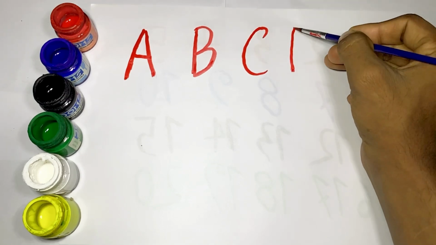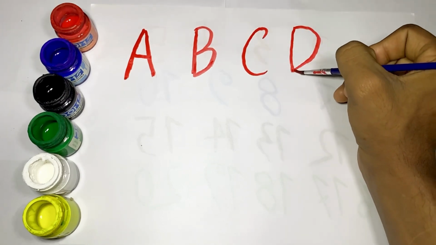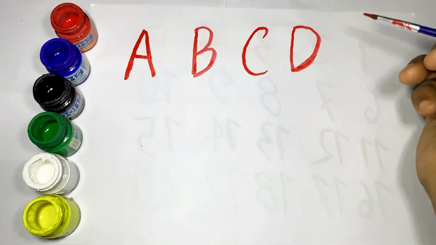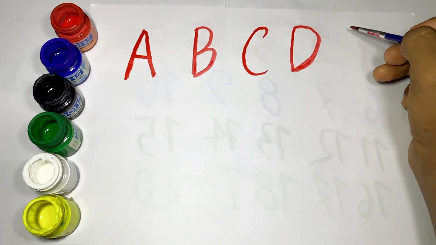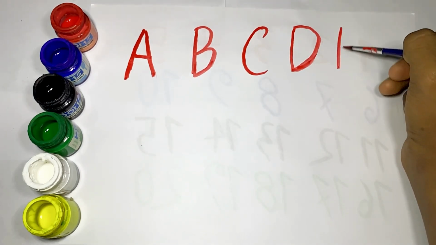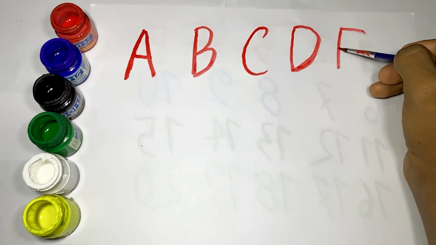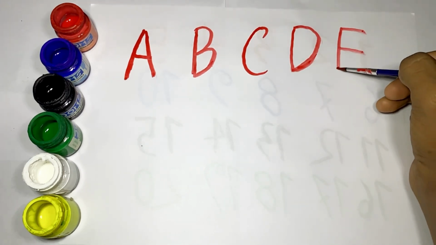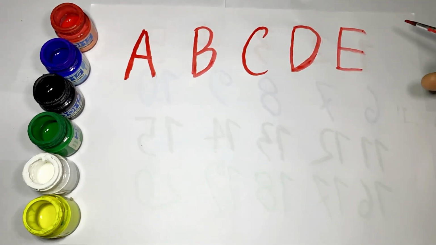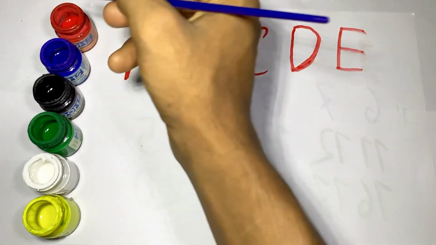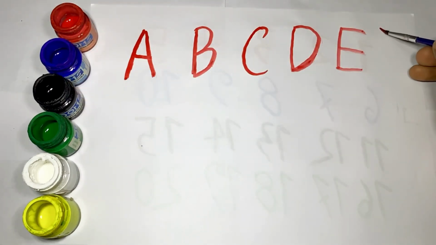D. D for dog, D for doll. The alphabets of D. E. E for elephant. The alphabets of E. F. F for fish, F for fan.